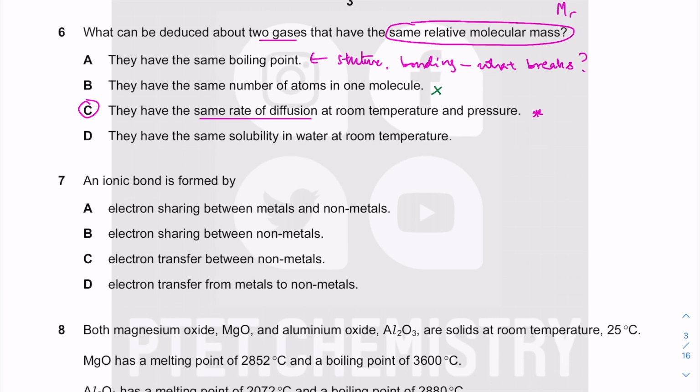Same solubility in water at room temperature. That is not true, because you can have some gases that are more soluble than others. So just based on relative molecular mass, it's not going to affect the solubility directly.